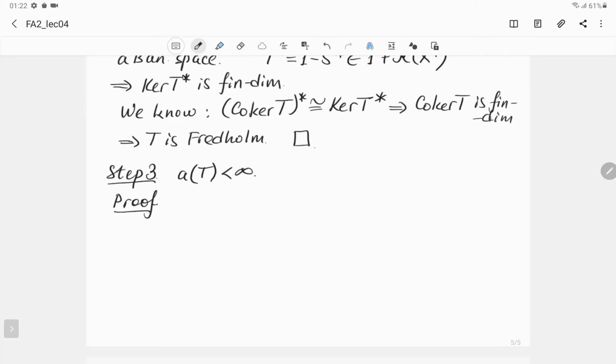Well, again, assume that this is not the case. Assume that the ascent of T is infinite. And this means that all the kernels of the powers of T are all different from each other. So Kn is strictly smaller than Kn plus 1 for each n.